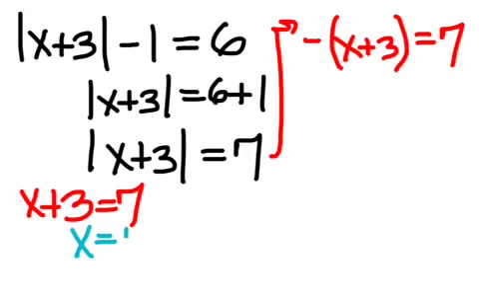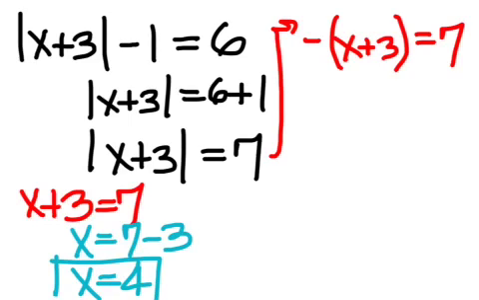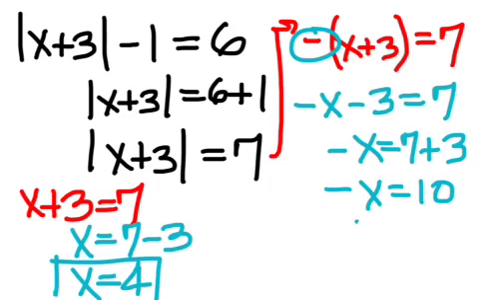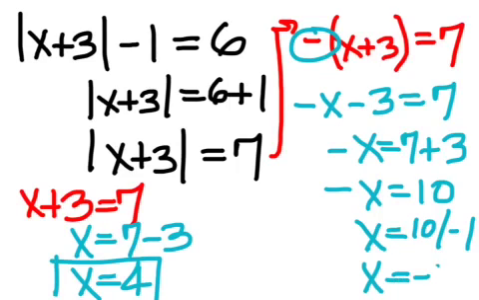This one is easy. Move the 3 over and make it minus. Your answer is 4. On the right-hand side, that negative sign changes everything inside the parentheses. So you now have negative x minus 3 equals 7. And you can solve that. Move the negative 3 to the right, make it plus 3. That will give you a positive 10 that you divide by the negative 1 that's next to the x. 4 and negative 10 are the answers.